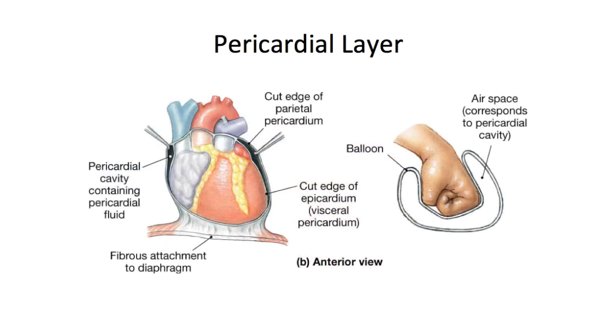The best way to think of the pericardial layer is by imagining that you're pushing your fist into a balloon, allowing it to wrap around your fist. You can see how this would develop the two layers, the parietal and visceral pericardium, as well as create a pericardial cavity where pericardial fluid rests.